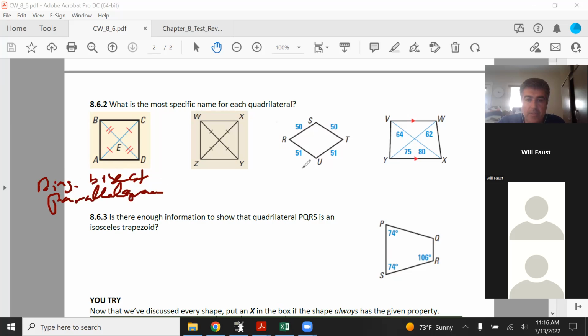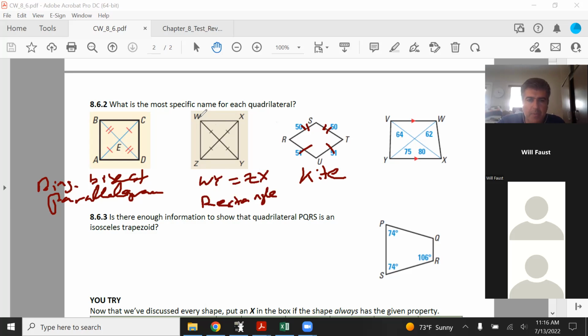Here for a third one, I know it's a kite because you have consecutive sides that are the same. Here, because the diagonals bisect, but they're all the same also. WY equals ZX. So that's going to be a rectangle. I can't say it's a square because I don't know if all the sides are the same. But when the diagonals are congruent, that's going to be a rectangle. Definitely not a rhombus because the diagonals are not the same in a rhombus.